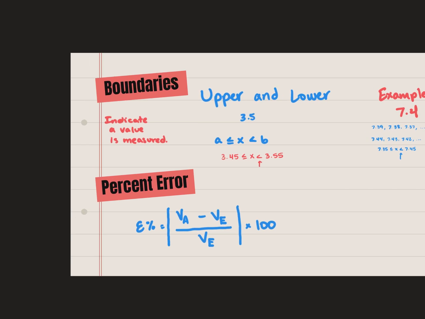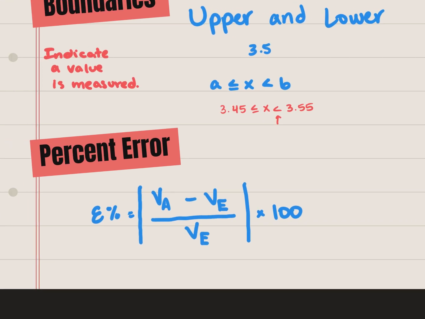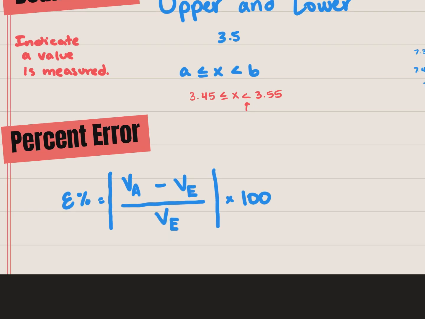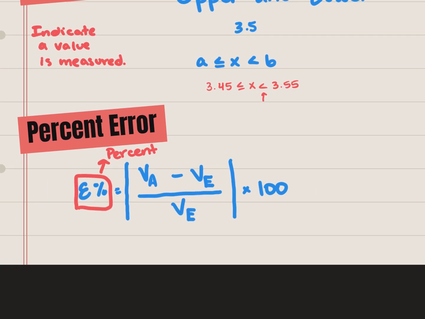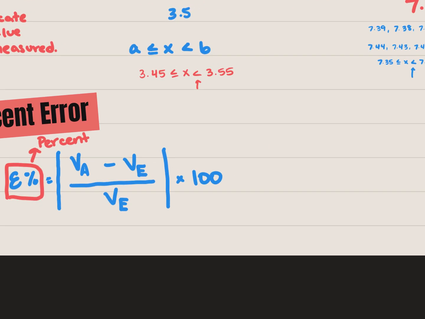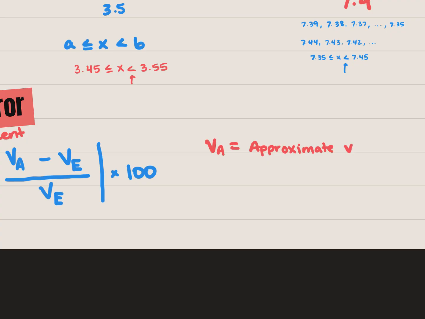For percent error, we have a formula. If I'm ever given a true value for something and I have an approximate value for it, I can find the error between them. Our error is always given as a percent. That's why it's called percent error, and that's why we have the percent symbol there. V sub A represents the approximate value. V sub E represents the exact value.